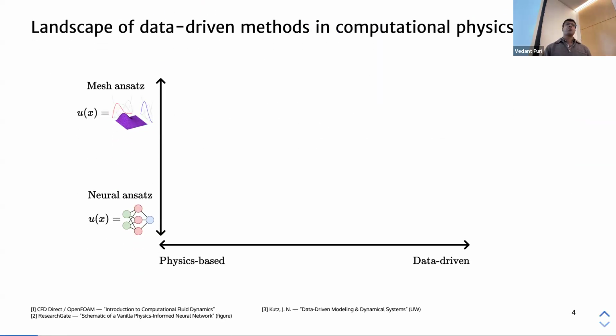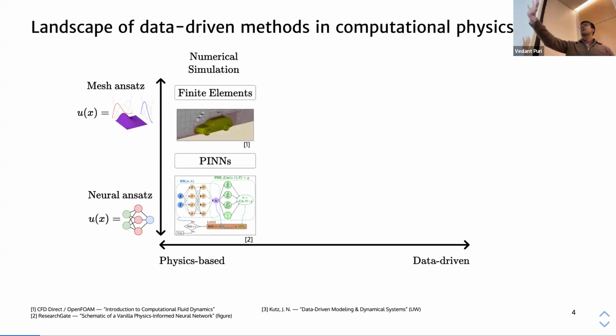With these in mind, we'd like to divide the landscape of machine learning methods for computational physics along two axes. Along the vertical axis, we classify methods as those using a mesh-based signal representation and those who use a neural signal representation. And along the horizontal axis, we list methods as being either physics-based or data-driven based on their choice of inductive priors, as in whether they're using a governing system of equations or not.